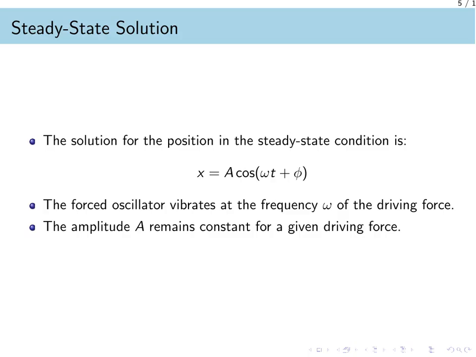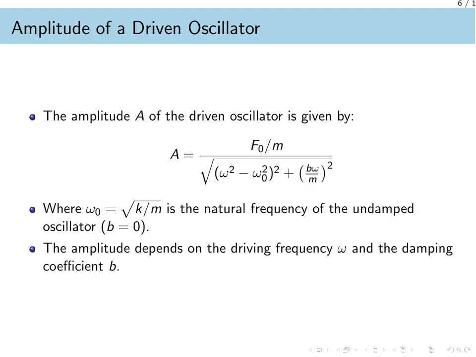It is important to note that in this condition, the forced oscillator vibrates at the specific angular frequency of the external driving force, not its own natural frequency. Additionally, the amplitude of these oscillations remains constant for any given driving force, providing a stable pattern of motion over time. The amplitude of a driven oscillator is not arbitrary. It depends on several physical factors.